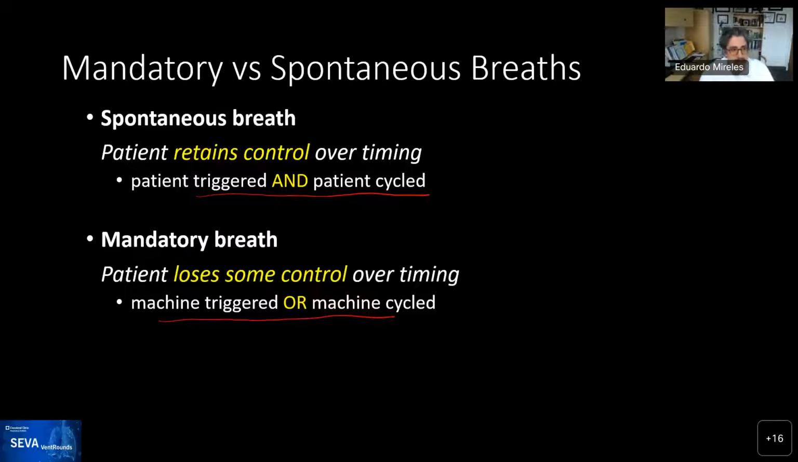This is important as we start seeing this. It's common that we see people say, oh, the patient is spontaneously breathing, but every breath is mandatory because it's being cycled by the machine. Without a doubt, the patient is doing work and triggering. But if it's cycled by the machine, then it's called a mandatory breath.